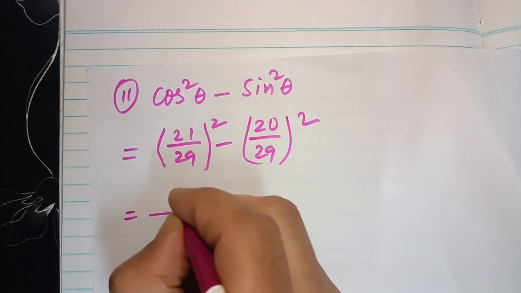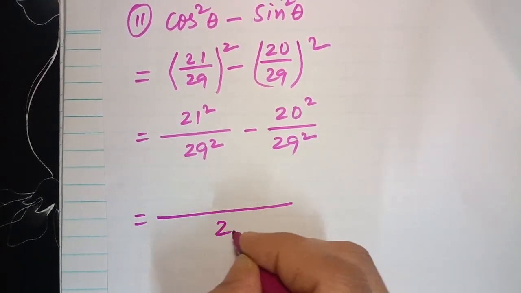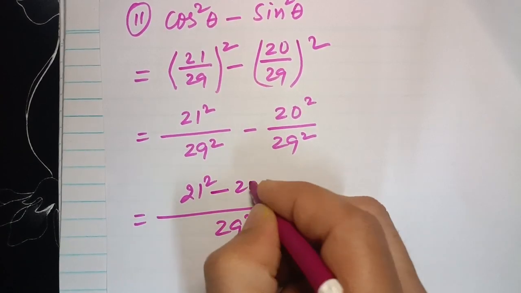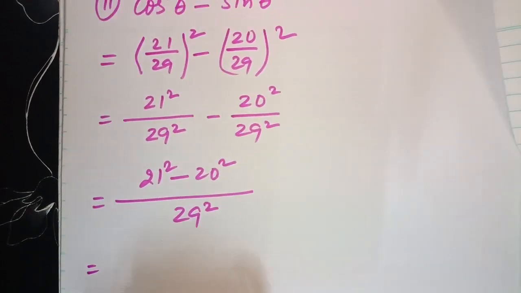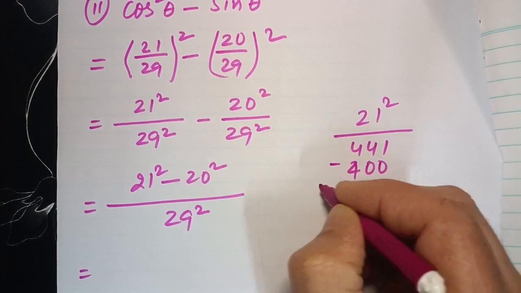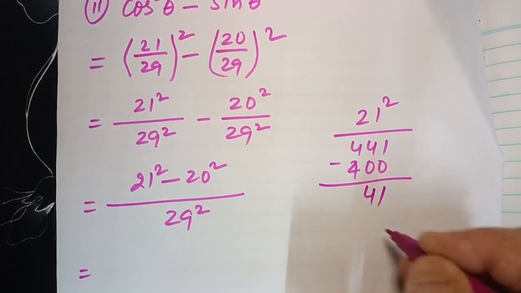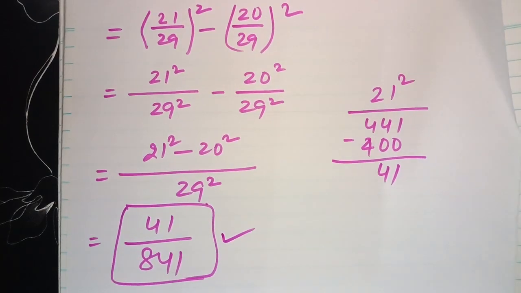29 square, and this will become 21 square. Similarly 20 square by 29 square. If I take the LCM of these two, I get 29 square. I am writing it in a simple way to make it very easy, so that everybody, even those who are not good in mathematics, can understand. So here 21 square, as I have already done, is 441, and 20 square is 400, and this is subtraction. If you subtract these two, you will get 41, and the denominator is 841 from the previous question. So this will be the value of this question. In this way we have completed this question also.